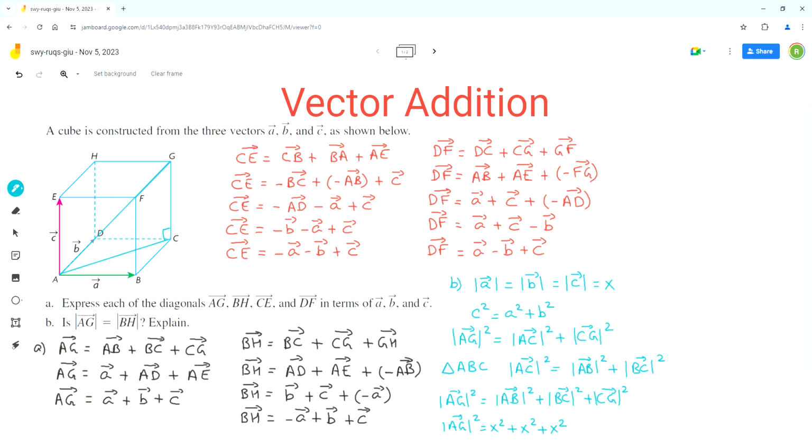Now we can simplify this equation. So we can add the 3x square terms. So we get 3x square and we can apply the square root to both sides. So that will change the square of magnitude of AG to just magnitude of AG. So we get magnitude of AG is equal to square root of 3x square.